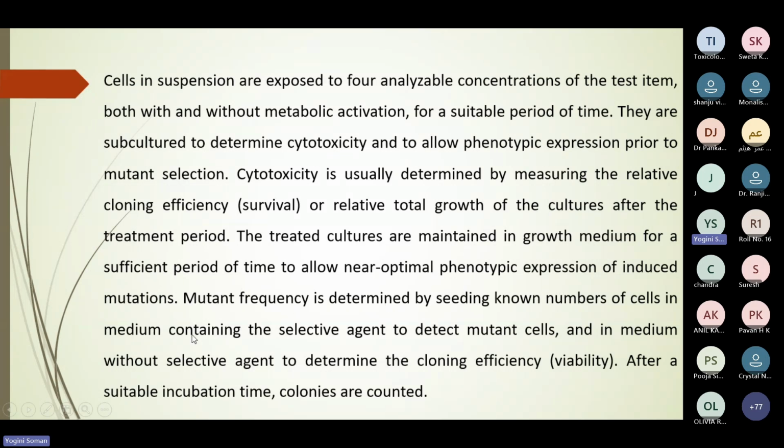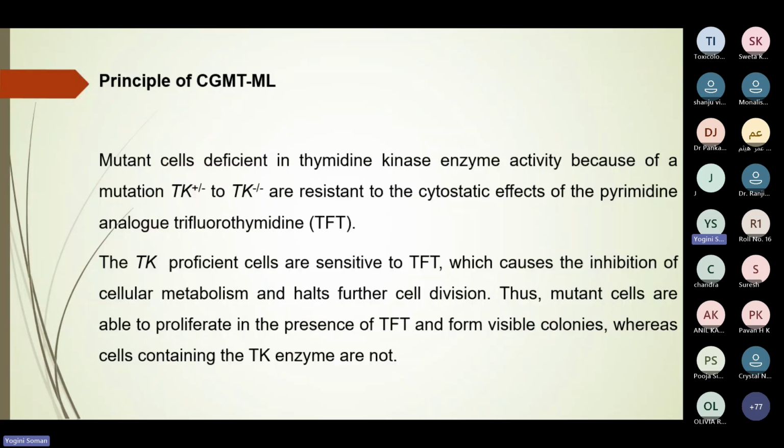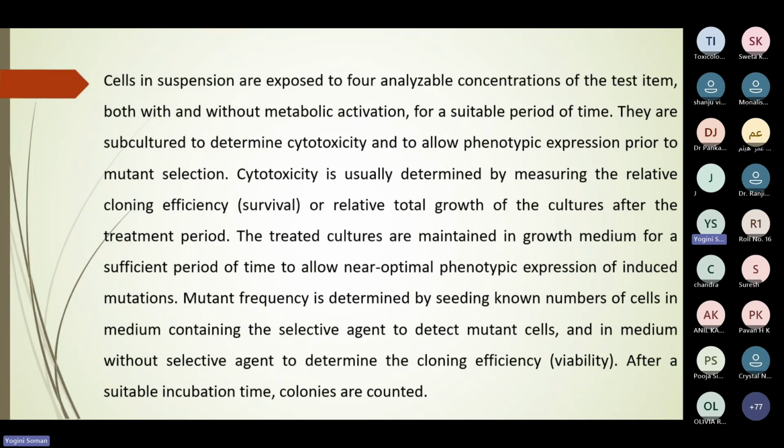For the mutant frequency determination, you seed a known number of cells in medium containing selective agents so that we can detect mutant cells. For the cytotoxicity determination, you seed the cells without selective agent, that is TFT for the mouse lymphoma cells, and 6TG for CHOK1 cells. After the exposure, the colonies are counted and compared with the vehicle control and the positive control.